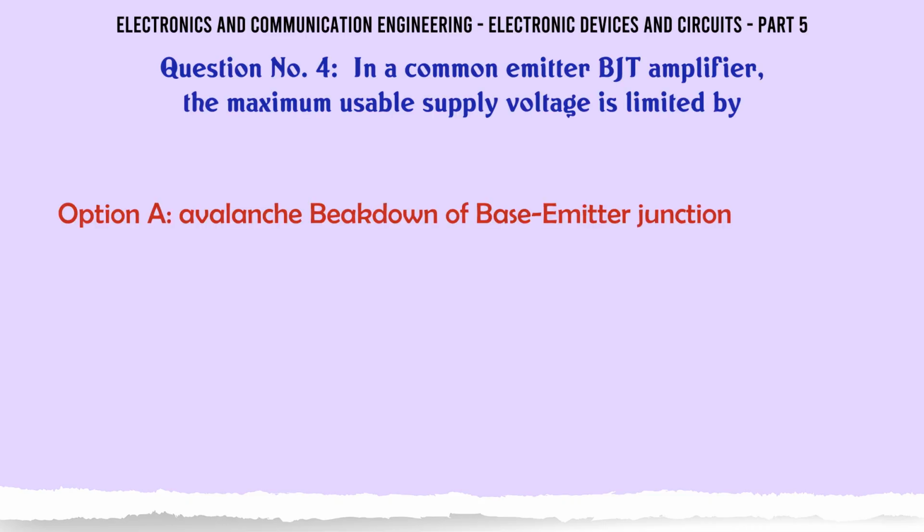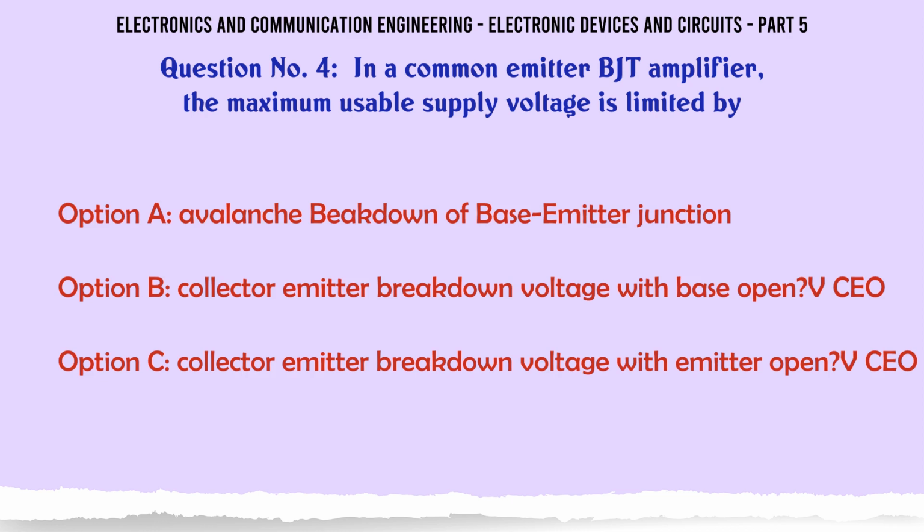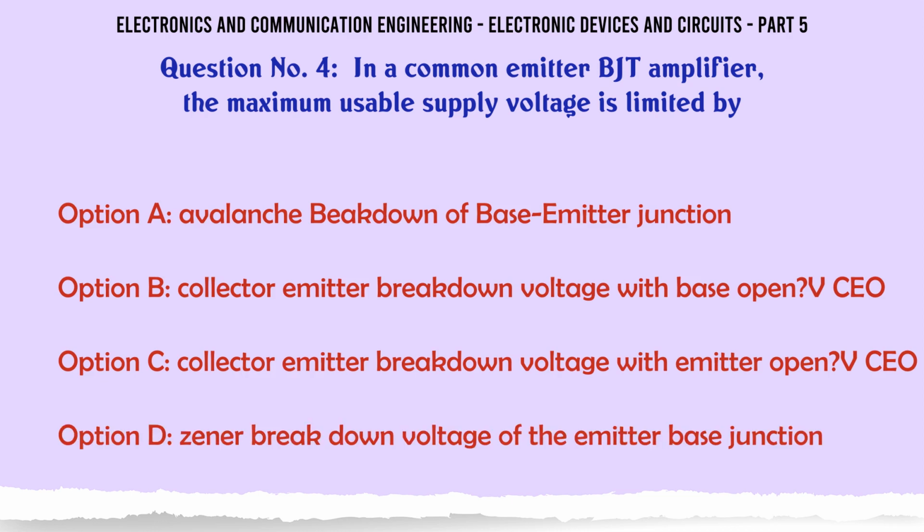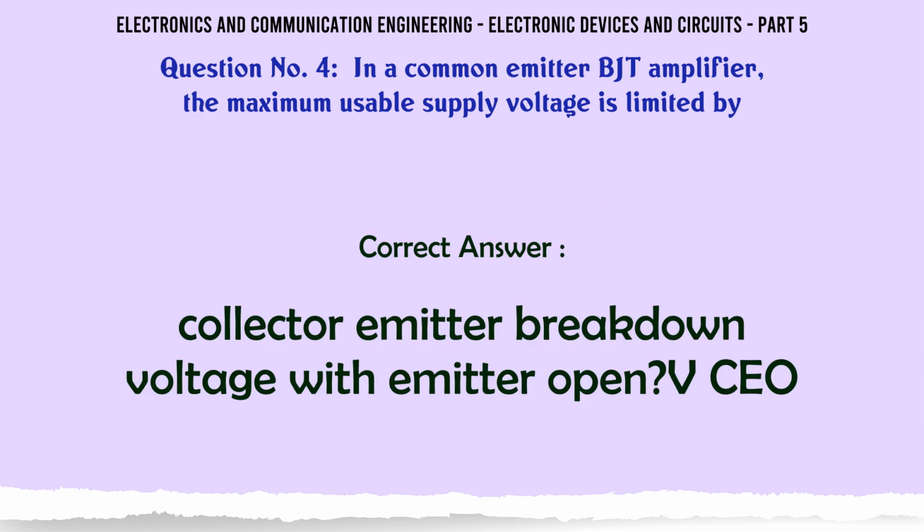In a common emitter BJT amplifier, the maximum usable supply voltage is limited by A: Avalanche breakdown of base emitter junction, B: Collector emitter breakdown voltage with base open VCEO, C: Collector emitter breakdown voltage with emitter open VCBO, D: Zener breakdown voltage of the emitter base junction. The correct answer is collector emitter breakdown voltage with emitter open.